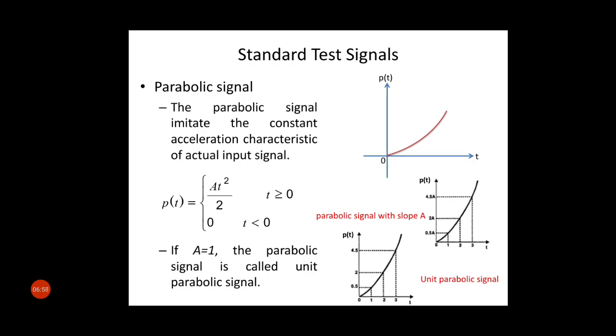Now come to another test signal. This is the parabolic signal. I am going to represent this parabolic signal by p of t. Here the definition of p of t is equal to at square by 2 for t greater than or equal to 0, and p of t equal to 0 for t less than 0. If your parabola has some amplitude, then p of t equals at square by 2 for t greater than or equal to 0. So this is the definition of the test signal parabola.